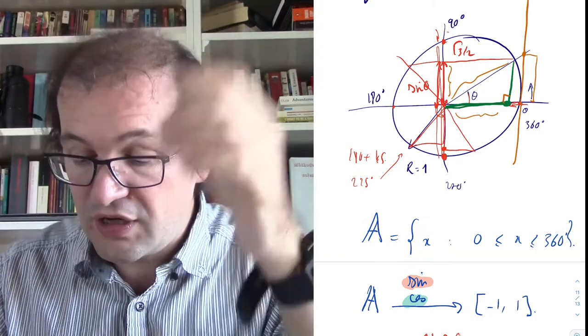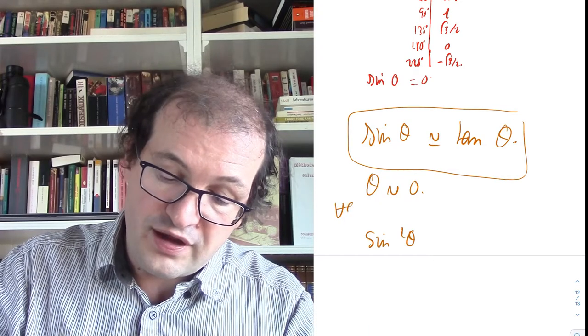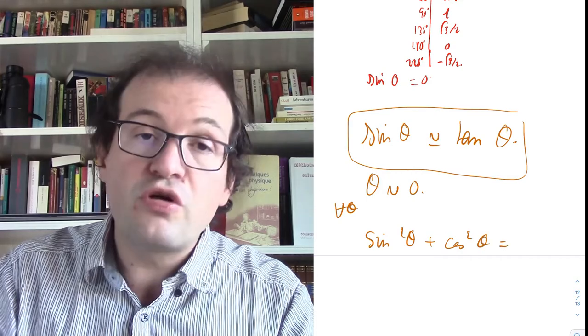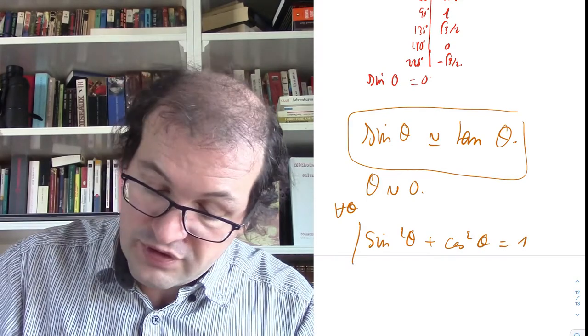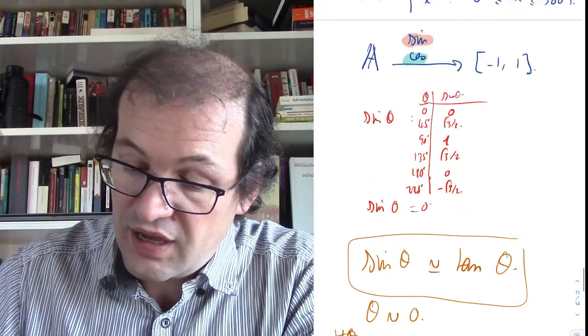We are on the trigonometric circle. Therefore, we've got this important property, which I think you know: for all theta, the sum of the square of the sine and cosine is equal to 1. Very important. It's nothing more than Pythagoras on the trigonometric circle.